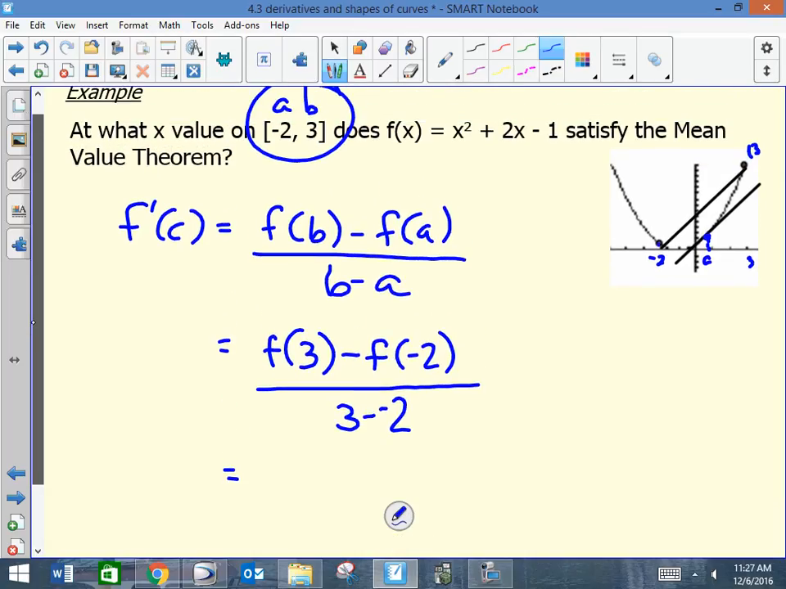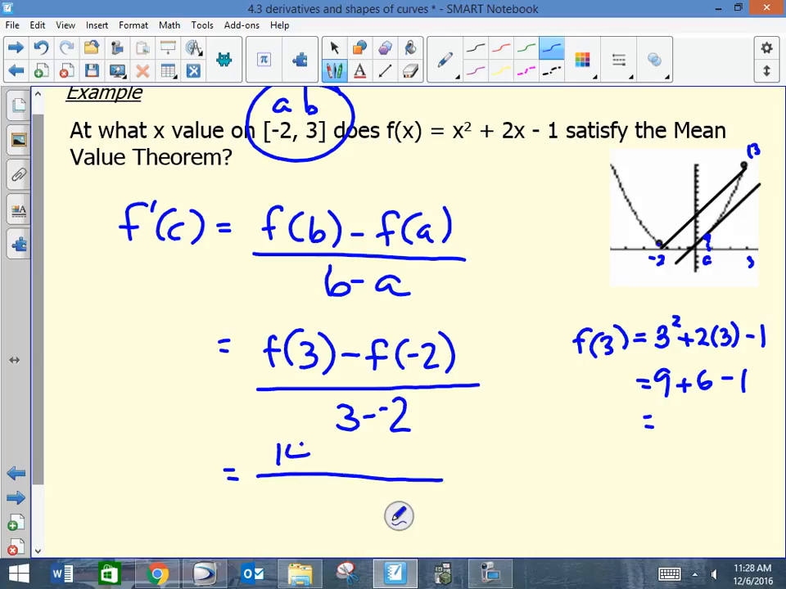How would we figure out what f of 3 is? Plug 3 in the f function. 3 squared plus 2 times 3 minus 1. 9 plus 6 minus 1 equals 14. That goes there. F of -2, same thing, except this time put in a -2 instead of the 3.